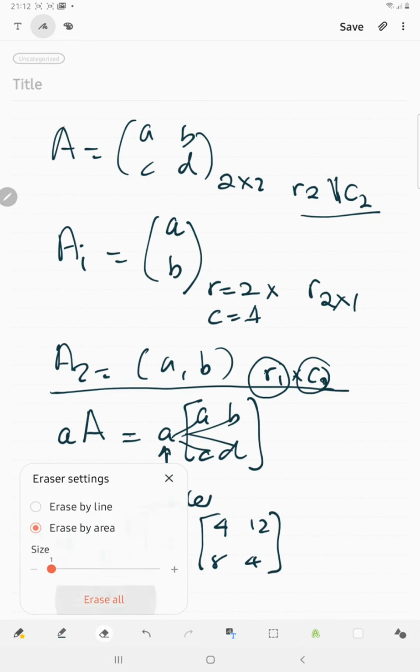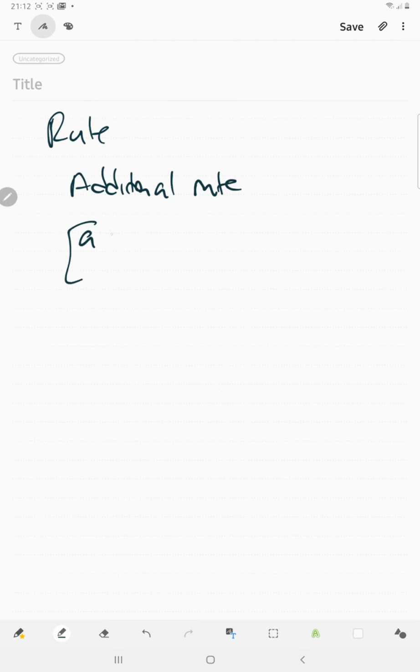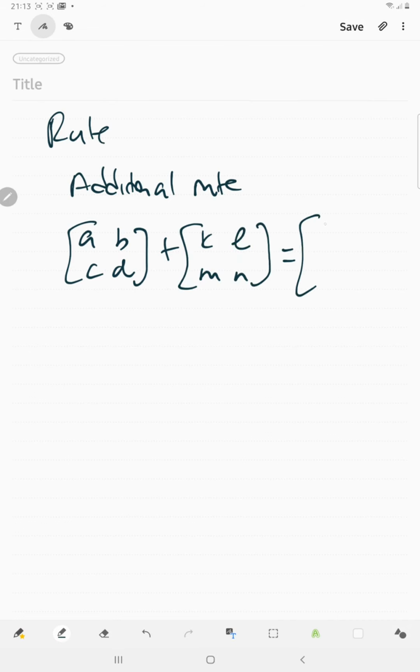So let's look at some rules pertaining to matrices. The first rule is the addition rule. Under the addition rule, we can have matrix A, B, C, D, and another matrix K, L, M, N, like this. In terms of the addition rule, you say A plus K, B plus L, C plus M, and D plus N, so that at the end of the day you are able to find the sum.